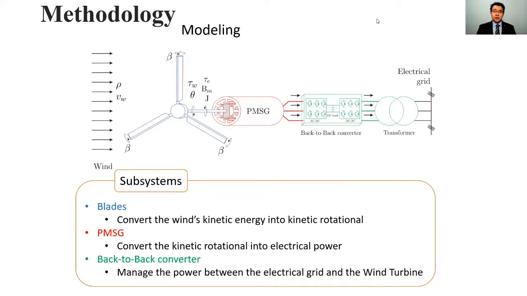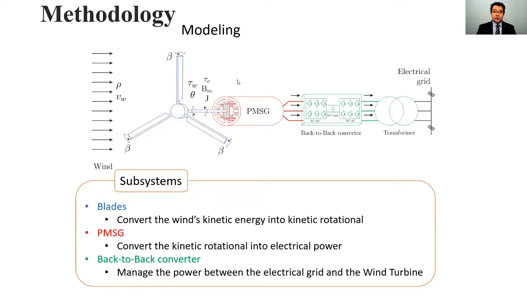Now, let's consider a horizontal axis with variable pitch and variable speed wind turbine connected to the grid via a back-to-back converter. Notice that we are considering a direct-driven wind turbine, so the blades are directly attached to the PMSG. This is possible due to the PMSG capability of having a large number of pole pairs.